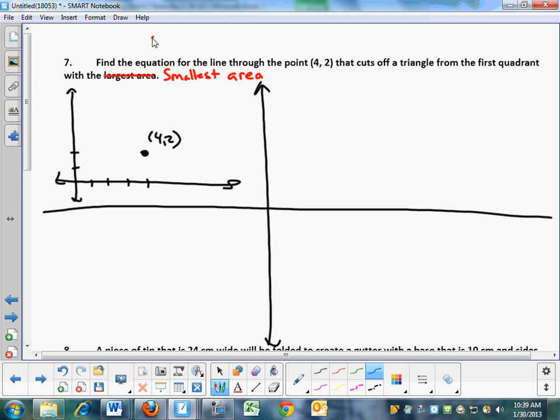If you think about this, let's say you drew a line that was almost straight up and down. You get a really big triangle, right? So if we draw a line like that, we're going to cut off some region.